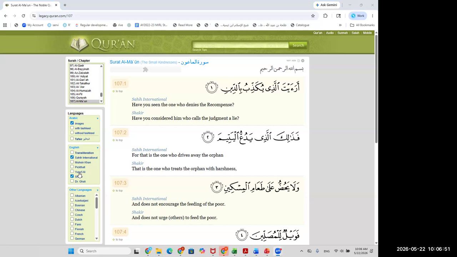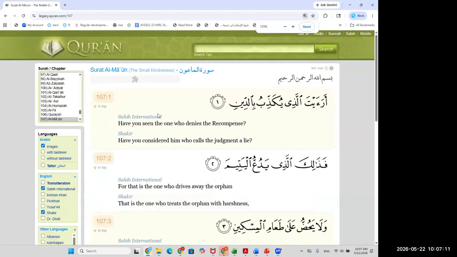Okay, so we're starting with Surah Al-Ma'un. Yes. Okay, is it possible to make it a little bit bigger, Sheikh Suhail? Better? No, a little bit bigger. Okay, perfect. Yeah, that's good. Alhamdulillah.